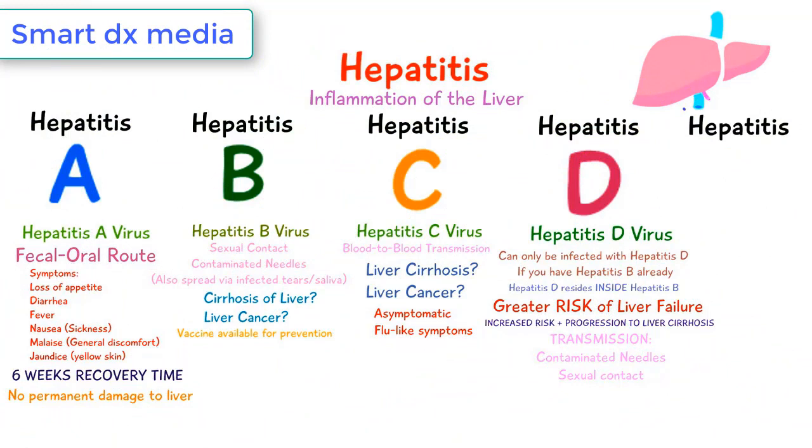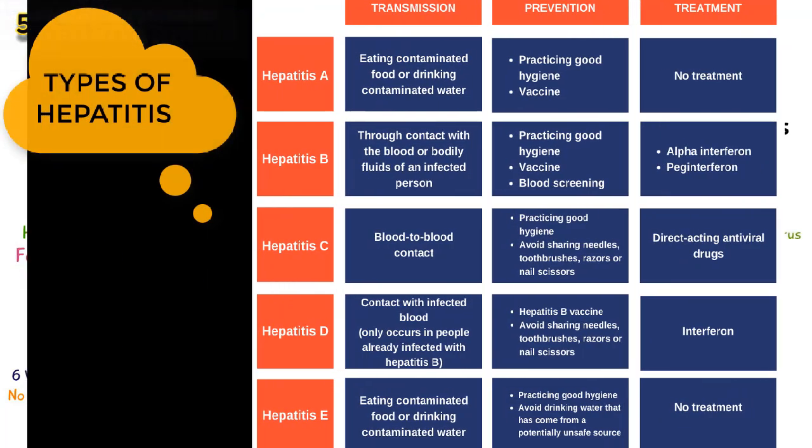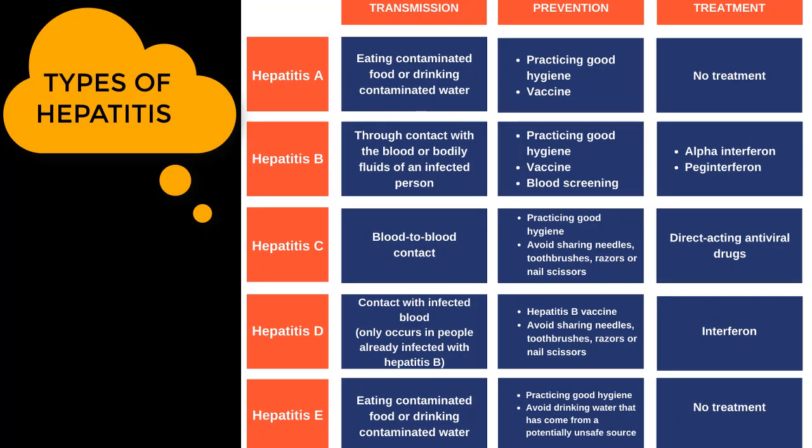There are different types of hepatitis. In summary, there's a chart to illustrate the transmission, prevention, and treatment of the various forms of hepatitis A to E.